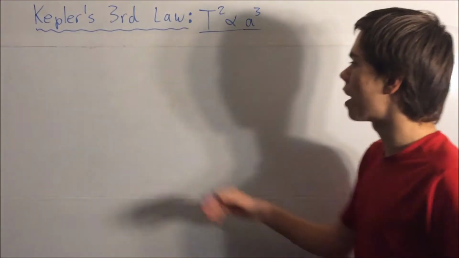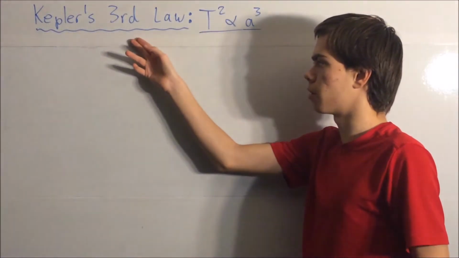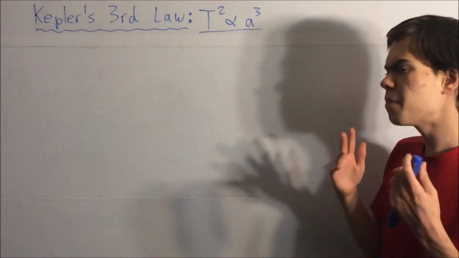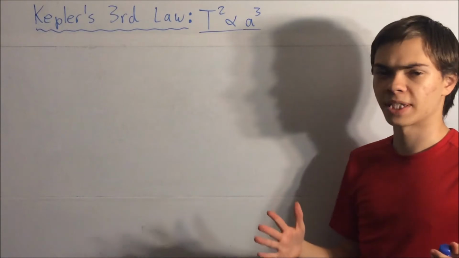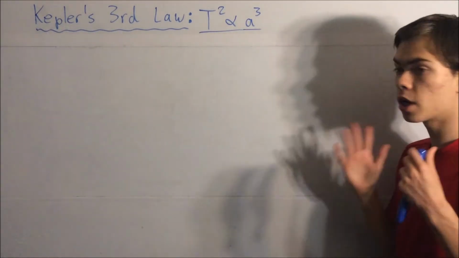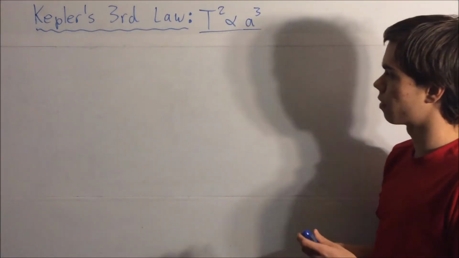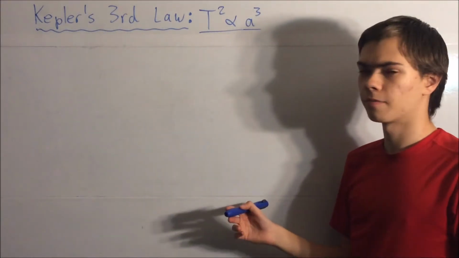Today, we're going to be deriving Kepler's third law. Now, in my other video on Kepler's third law, that basically only really accounted for circular orbits. In this video, we're going to make sure that Kepler's third law holds true for elliptical orbits. So how can we do that?